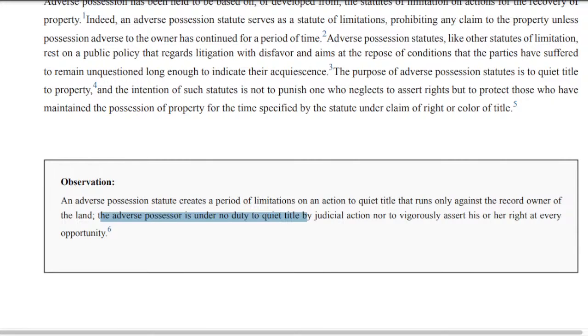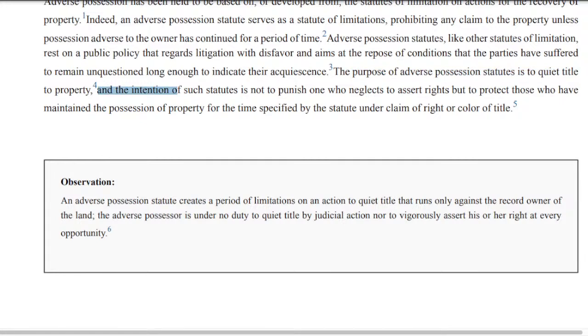Interesting stuff here. This really puts the highest priority on the adverse possessor, because remember, the adverse possessor is the one that maintains, improves, and develops the land, and the other one is merely holding legal title to the land. That's not doing anything to it. It's being very inactively held. So which party has a legitimate claim? And the intent, again, is public policy, which regards litigation with disfavor, and the repose of conditions that the parties have suffered to remain unquestioned long enough to indicate their acquiescence. So, again, the purpose of adverse possession is to quiet title to property.